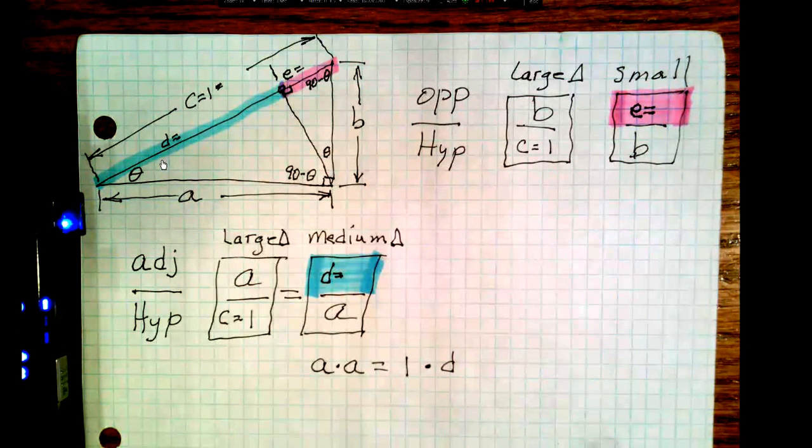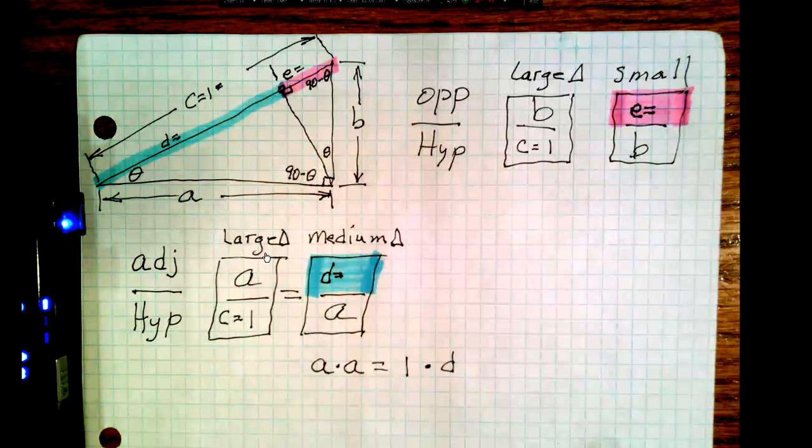Well, a neat thing happens with similar triangles. Ratios of corresponding sides are equal. So let's see what that looks like. Down here, if we have the adjacent side and the hypotenuse for the large triangle, and the adjacent side and the hypotenuse for the medium-sized triangle, then this ratio is equal to this ratio.